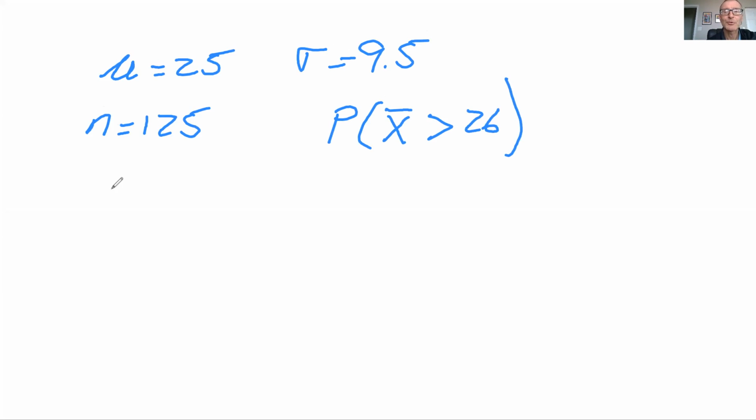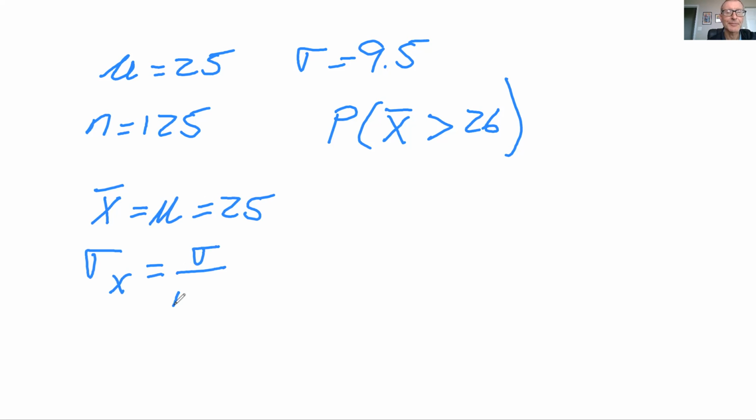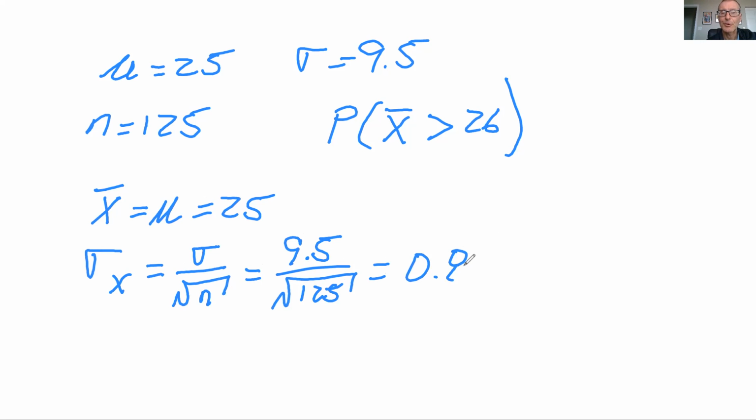So when we do the normal distribution calculation, we need two things, right? We know that the sample mean, x bar, equals mu, and that would be 25. And the sample standard deviation would be the standard deviation divided by the square root of n. So when you do that calculation, you would get 9.5 divided by the square root of 125, and if you did that, you would get 0.85.